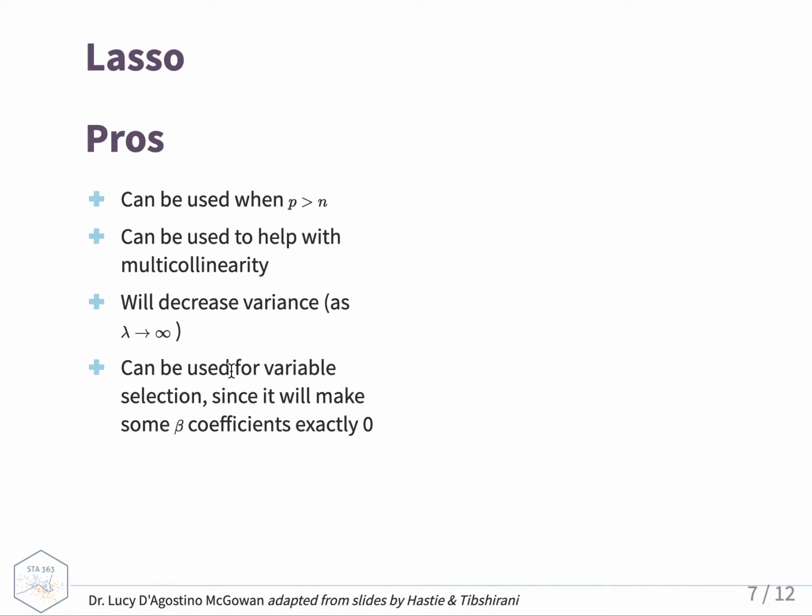So, the pros of lasso. It can be used when p is greater than n, so it can be used when you have more predictors than samples. It can be used to help with multicollinearity, so just like ridge. It will decrease the variance. As lambda goes to infinity, the variance is going to decrease. So as you increase your lambda value, you're decreasing your variance. And it can be used for variable selection. Since it will make some of those beta coefficients be exactly 0, it can be used for variable selection. So the pros here are exactly the same as ridge, except we've got this one extra pro here that variable selection is a possibility with lasso.